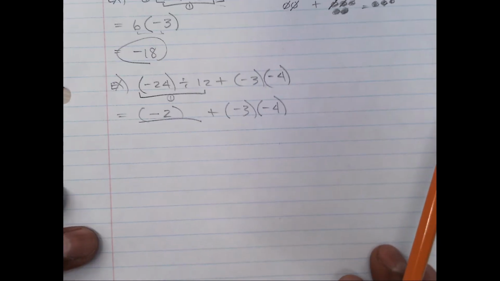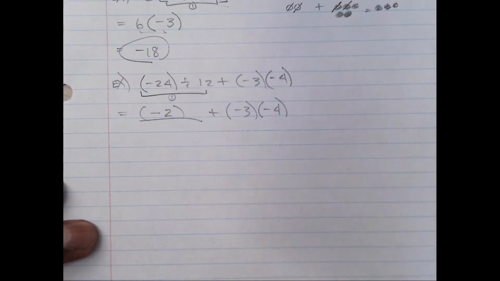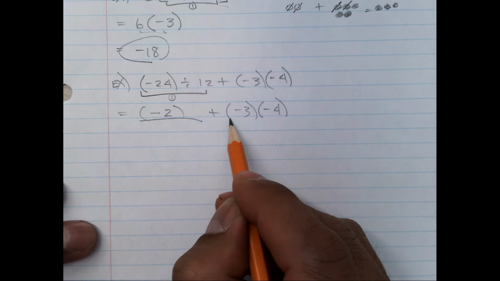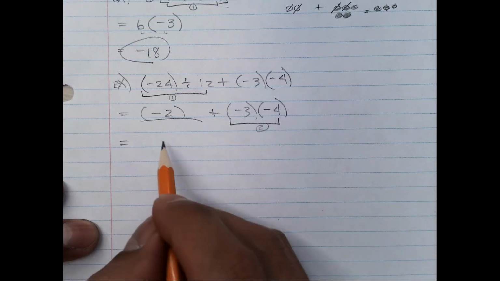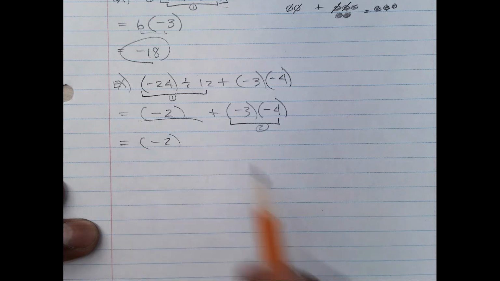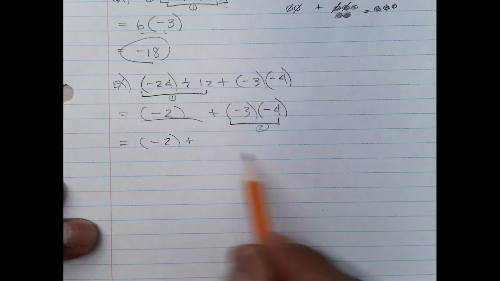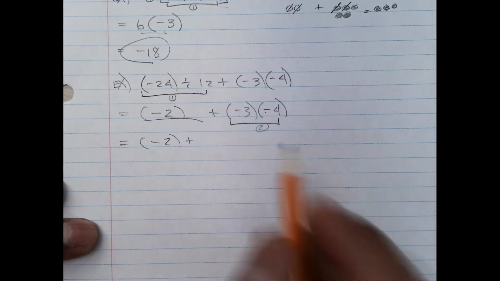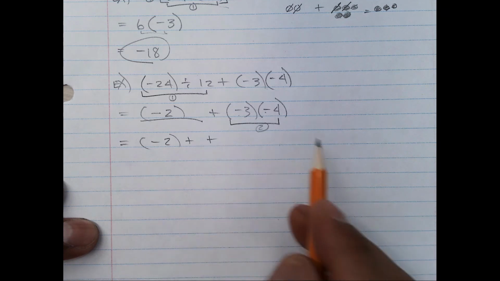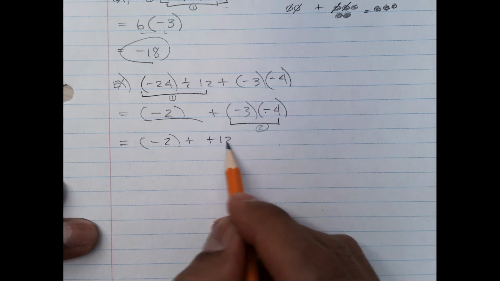Okay? So back in our example, here we are. We actually have to do this multiplication next. So that's operation number 2. I'm going to write this -2 the way it is, because I'm waiting for an answer for this. So what is the answer for -3 times -4? Well, a negative times a negative is a positive, and 3 times 4 is 12.